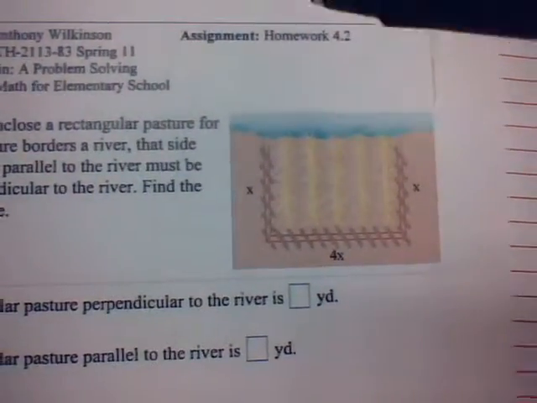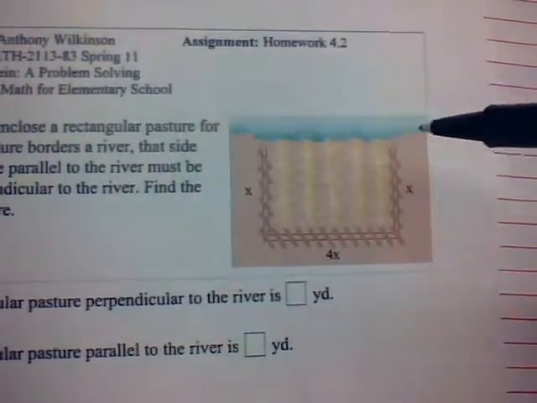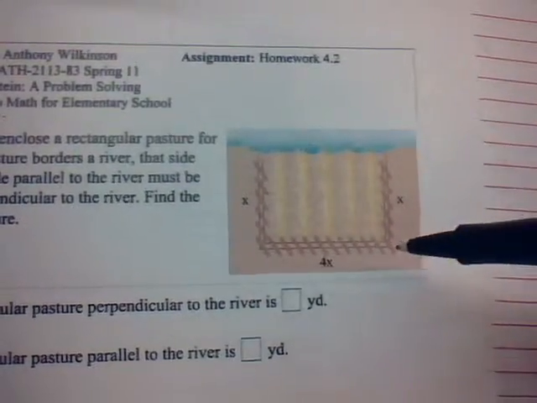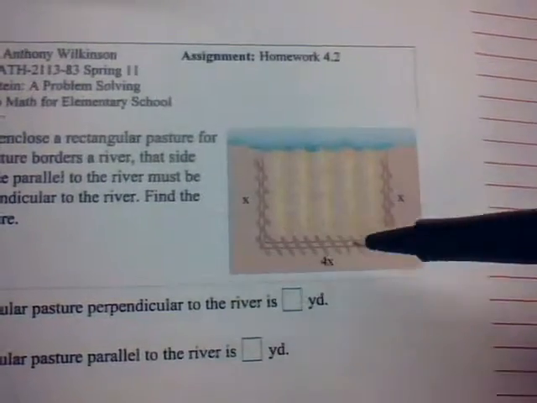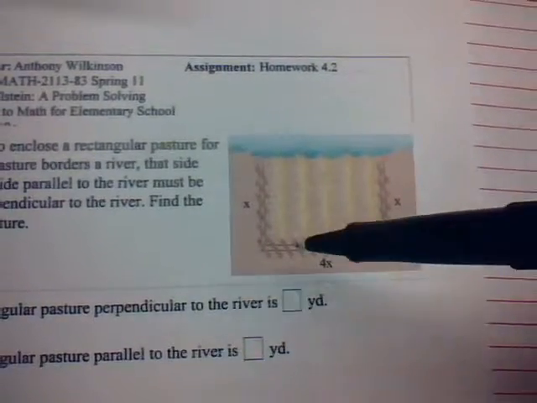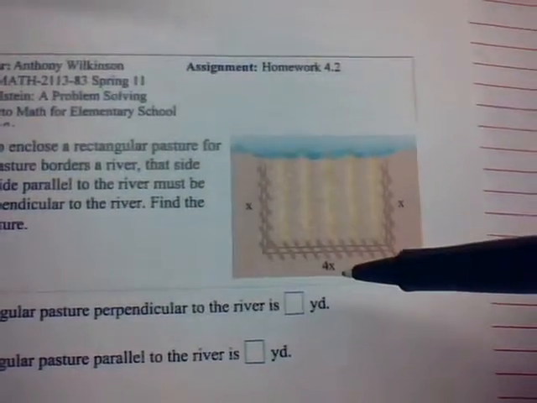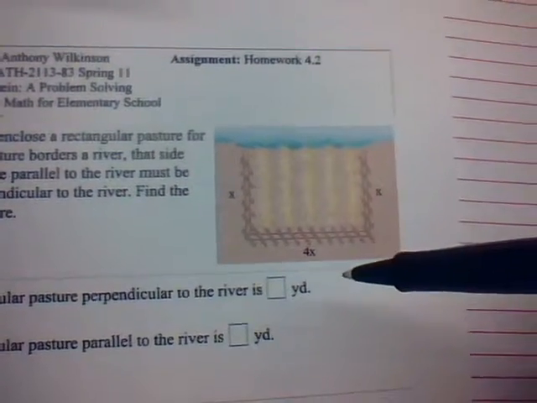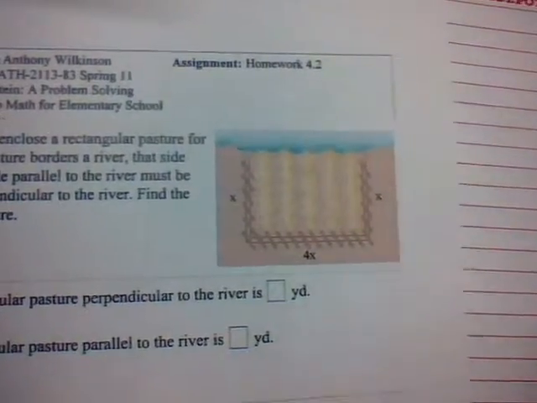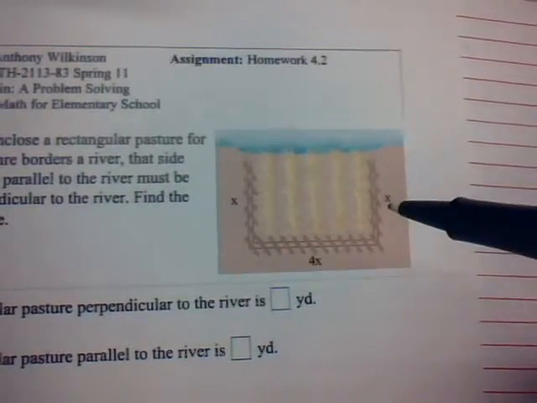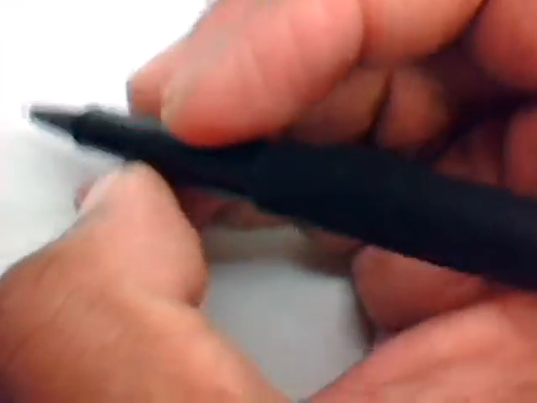As you can see here, this side will not be fenced because it borders the river. This side that's parallel to the river is going to be 4 times the sides that are perpendicular. So if we let this be x, then this side that's parallel to the river is 4x. And we're using 900 yards of fencing. So in this case, we're going to have x plus 4x plus x, and that's equal to 900. I'm going to write this down here.